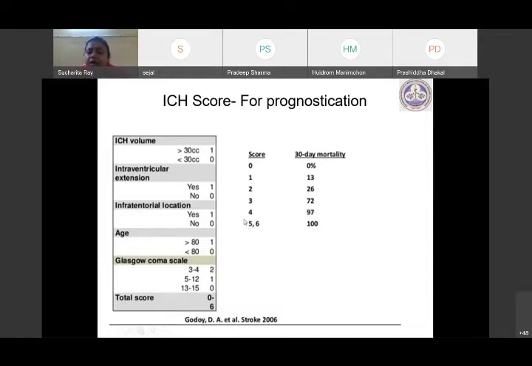Look at the scores from 3 onwards. Up to 0, the 30-day mortality is obviously 0. It rises rapidly, in a J-shaped graph. For 1, it's 13%. For 2, it doubles to 26%. From 2 to 3, it is more than thrice, 72%. Then for 4, it's 97%, and for 5 and 6, it's 100%. So for a score of 5 and 6, the 30-day mortality is going to be 100%.